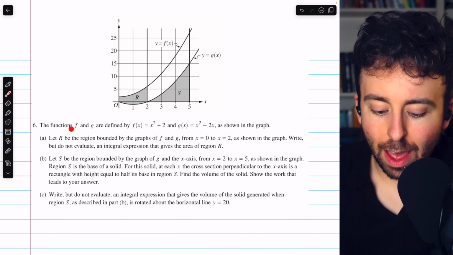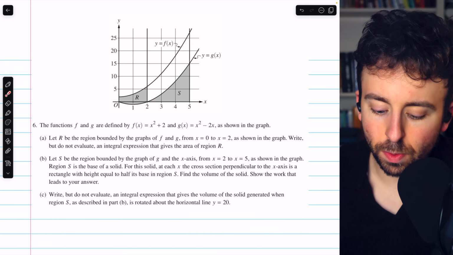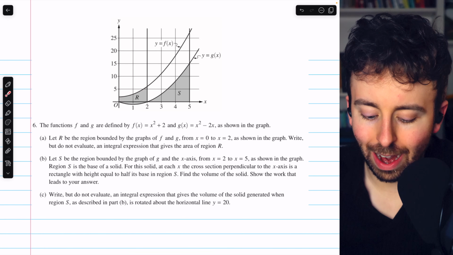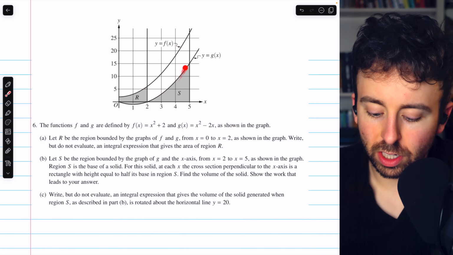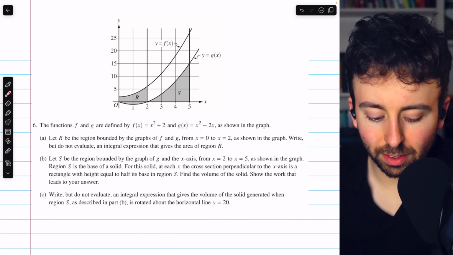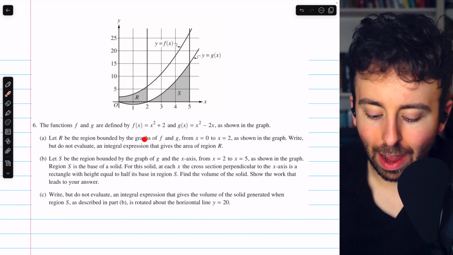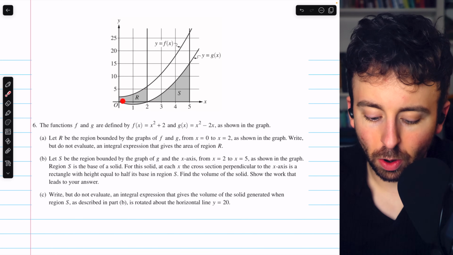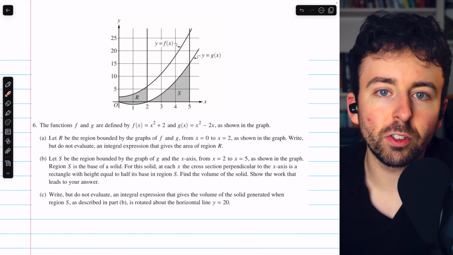The functions f and g are defined by f of x equals x squared plus 2 and g of x equals x squared minus 2x as shown in the graph. So there's f of x, that's x squared plus 2, and there is g of x, that's x squared minus 2x. Part A says, let R be the region bounded by the graphs of f and g from x equals 0 to x equals 2, as shown in the graph there. Write, but do not evaluate, an integral expression that gives the area of region R.